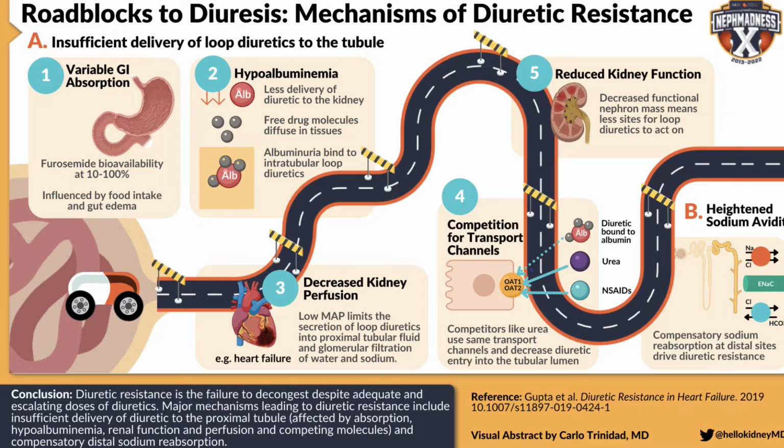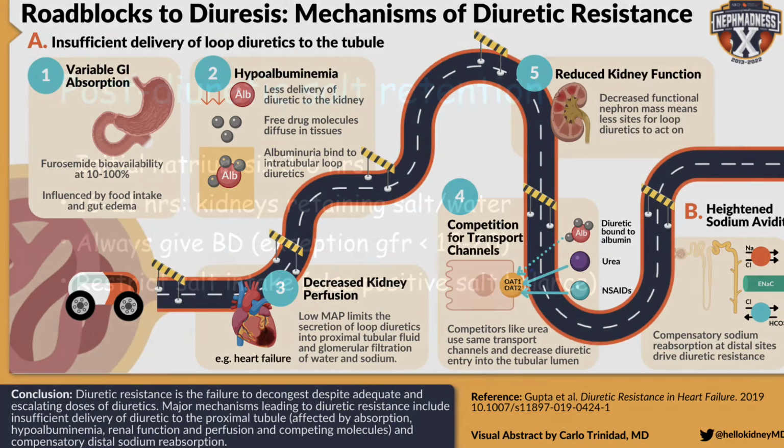The fourth one is competition for transport channels. The kidney tubules have organic anion transporter 1 and 2, and conditions like uremia, which have small molecules like urea, and NSAIDs inhibit OAT1 and OAT2 and decrease the diuretic entry into the tubular lumen. Lastly, but not the least, reduced kidney function secondary to chronic kidney disease results in decreased functional nephron mass, as a result of which you have fewer sites for loop diuretics to act on. Also, heightened sodium avidity, to which I'll come in a moment, is a very important cause of diuretic resistance.